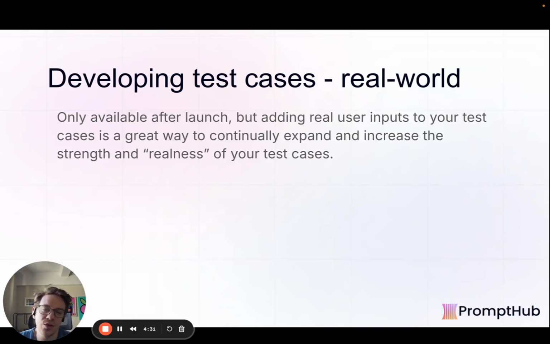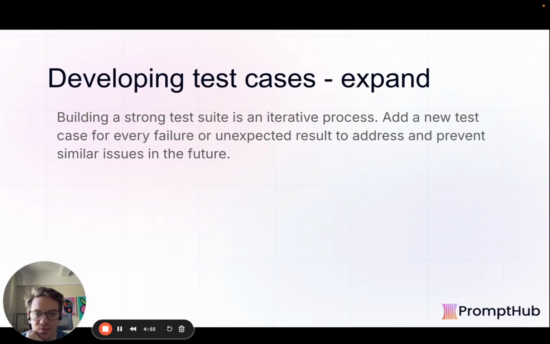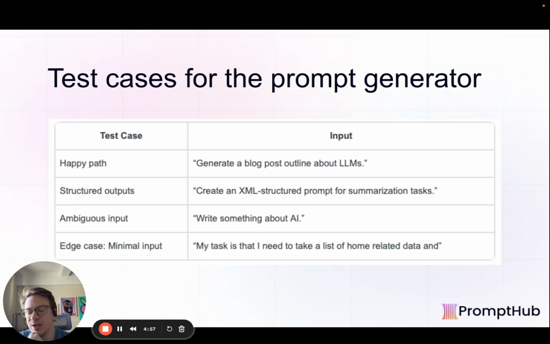Another way that you can continually develop your test cases is to look at what users are actually putting into your application and add those back. If you see situations where the user puts in some weird stuff or ambiguous things, adding those to your test cases is a very good opportunity to increase the robustness of your prompt and expand it over time. Here are a couple of examples.